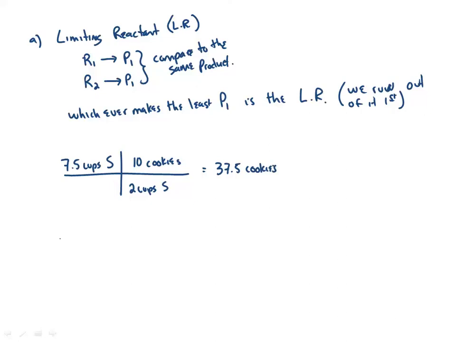And then I'm going to do the exact same thing for my flour. I said I have 10 cups of flour, and we know that 3 cups of flour gave us 10 cookies too, right? So we've got 100 divided by 3, or this one can make 33.3 cookies.